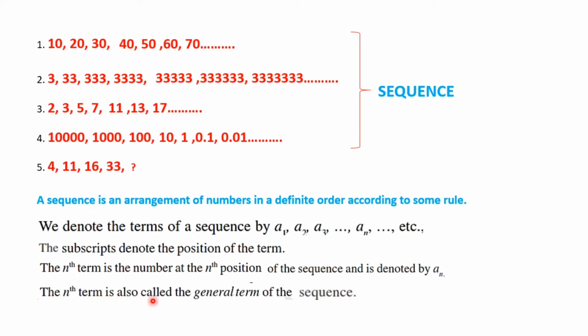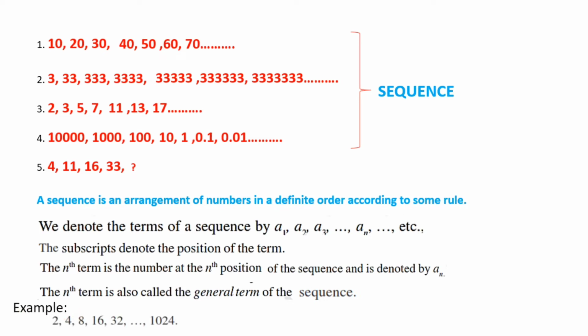The nth term is also called the general term of the sequence. So the nth term is represented by An, and it is the general term of the sequence. General term means by using that particular nth term, by replacing the values of n, we can define the sequence. Like A1 we can find out, A2 we can find out, A3 we can find out, and so on. Replacing n and substituting the corresponding values 1, 2, 3, etc., we will get the corresponding terms.